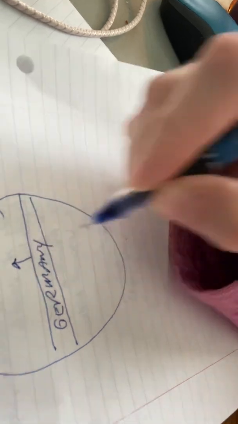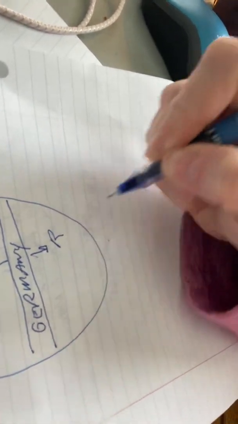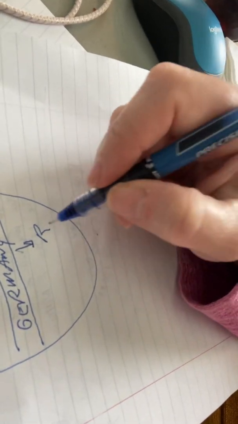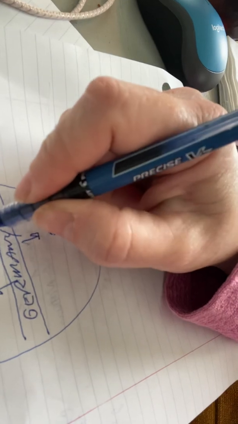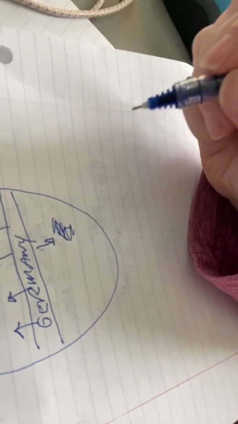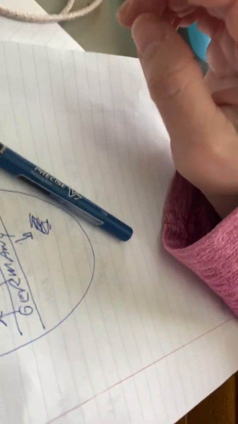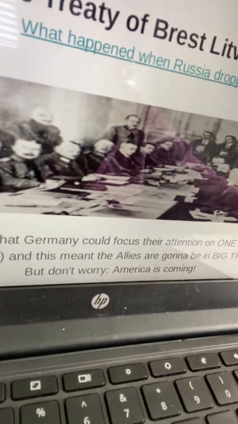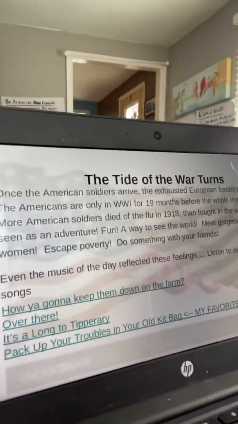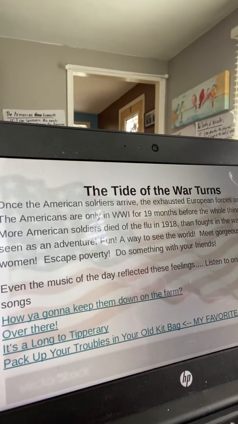Before this, Germany's fighting on the Western Front against France and on the Eastern Front against Russia. Now that Russia has dropped out of the war, Germany can focus all their troops over here on France and focus on defeating France. The Allies were really nervous. This is not going to go well. But the doughboys are coming. Here comes America. So the war starts to turn to the benefit of the Allies.